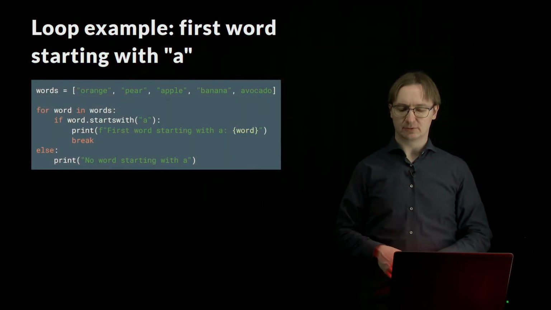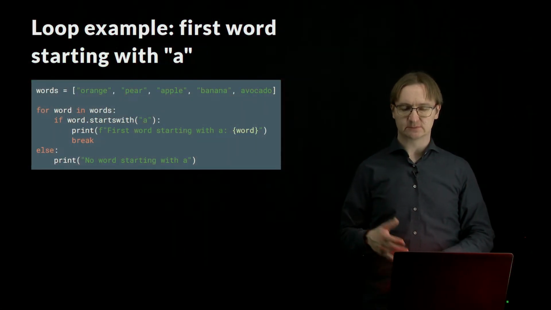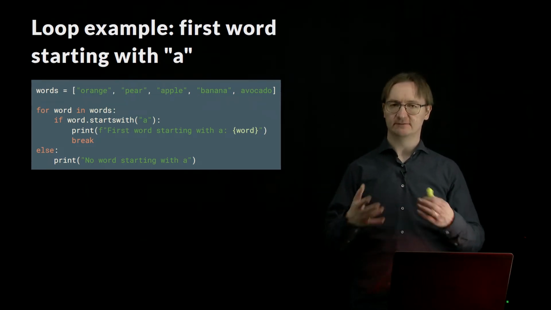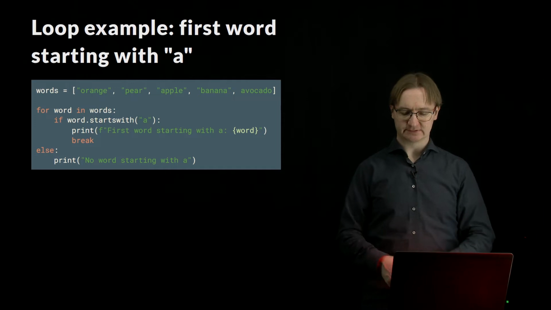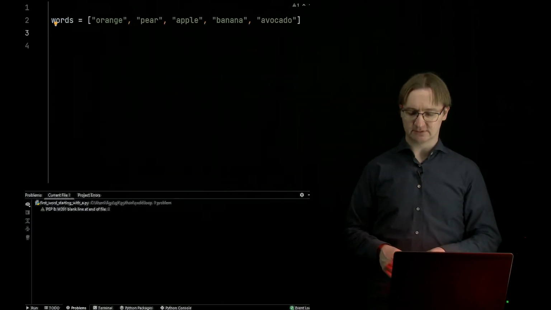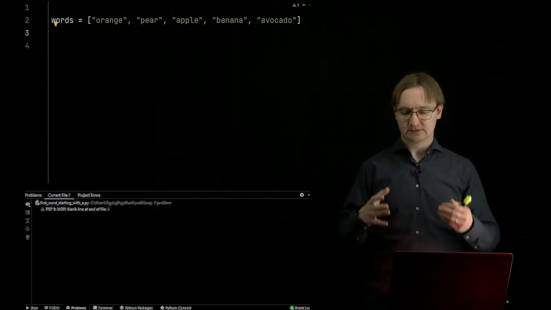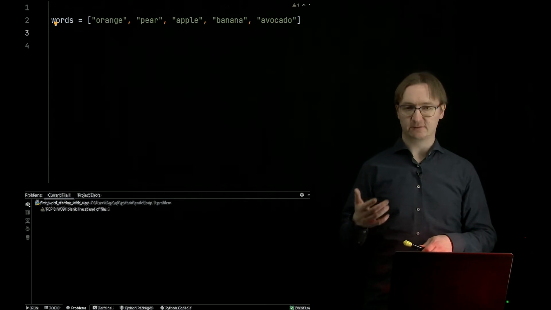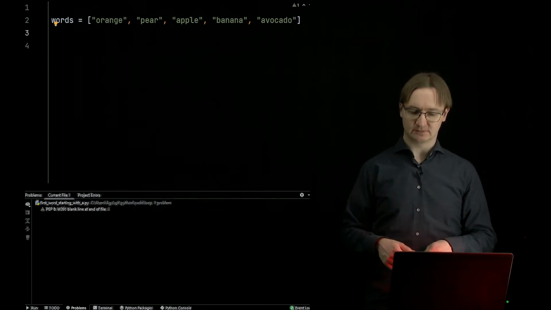Let's solve a problem where we want to find the first word which starts with A. We have a list of words, and here is one solution. Let's try to write it from scratch. So we have a list of words, and we want to find the first word which starts with A.